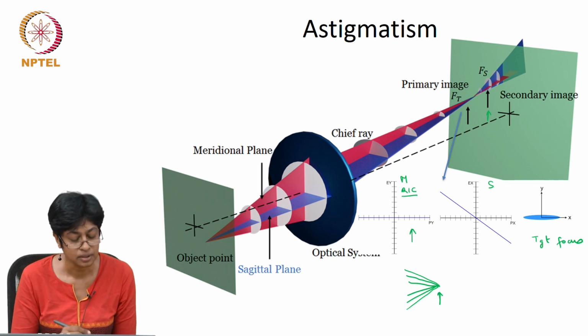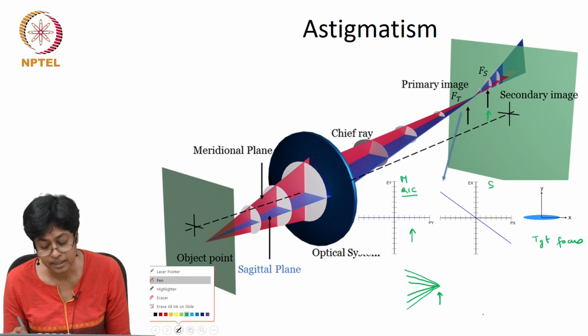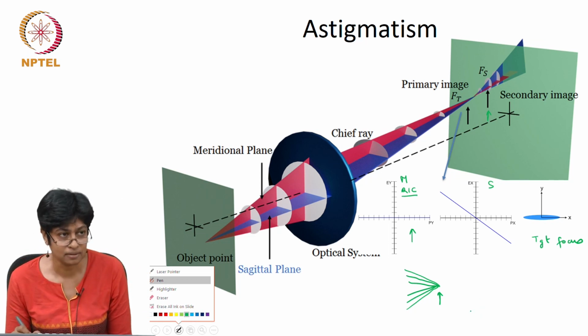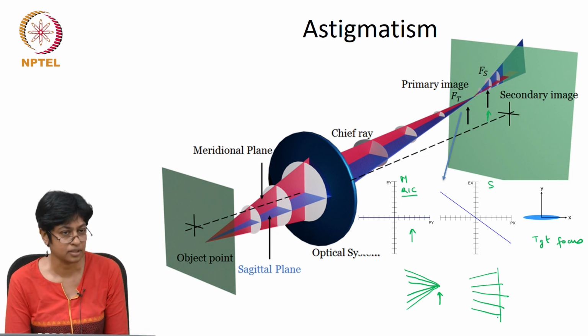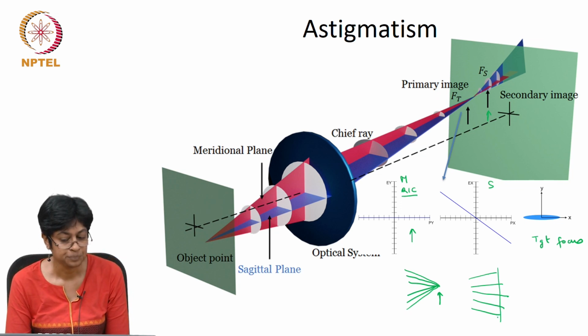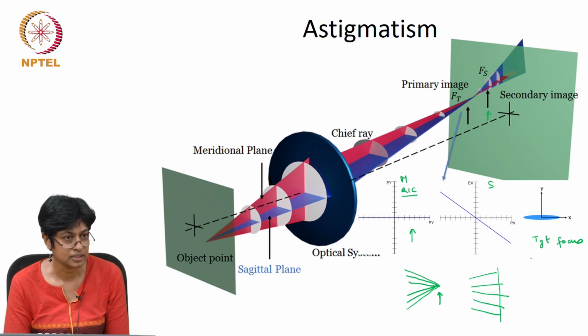So all these different tan U's, but the error at this point is zero, and that's what is indicated in this curve, right? On the other hand, if I look at the sagittal rays, at this plane, they are spread out like this. So I have this spread over here, right? And that's why you see a variation in the sagittal.